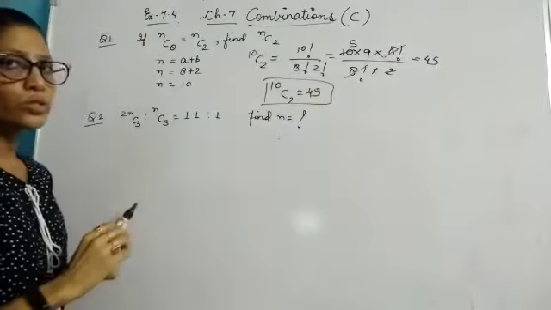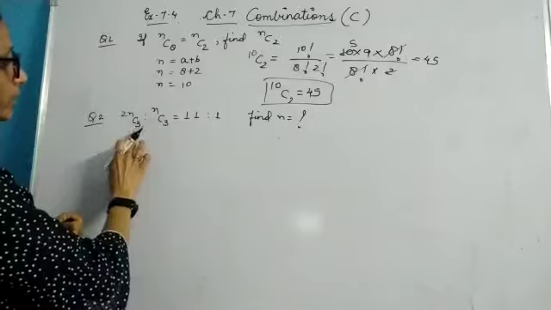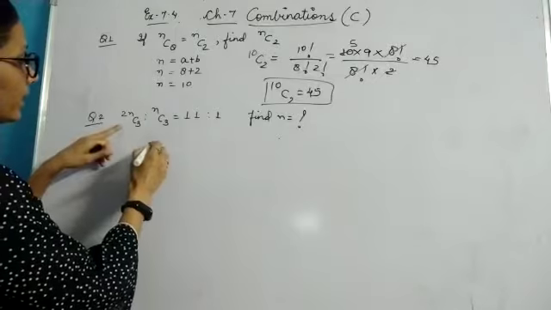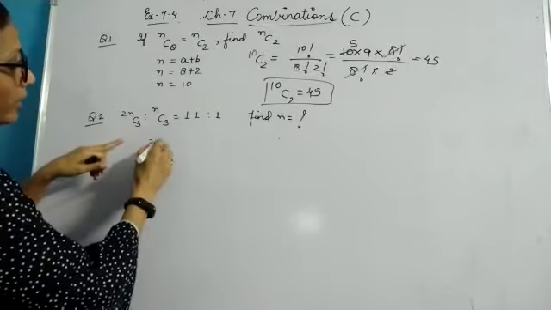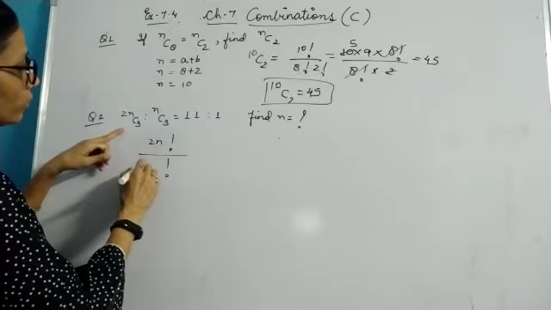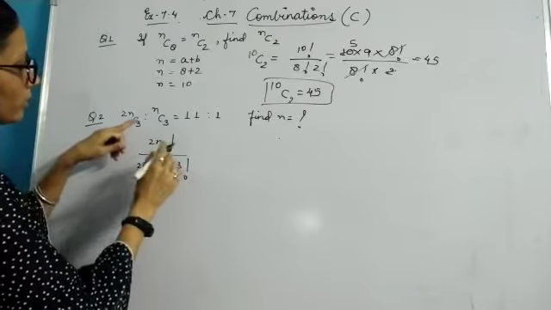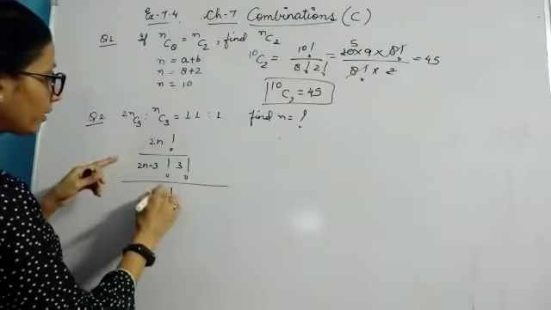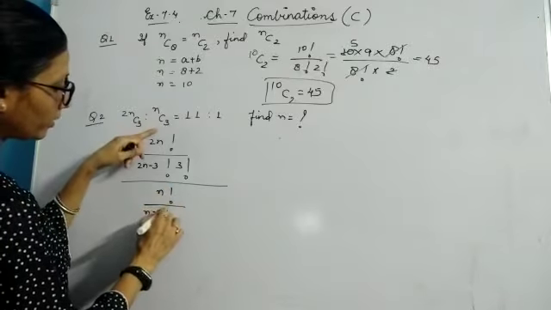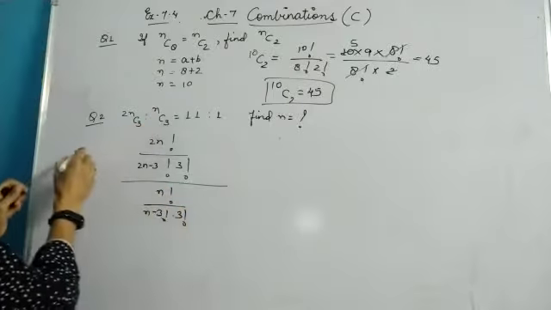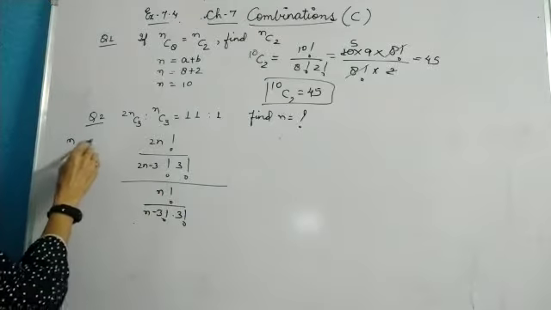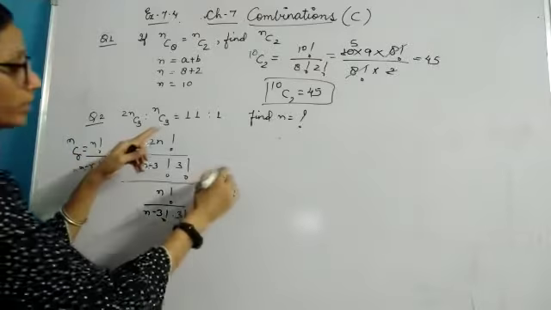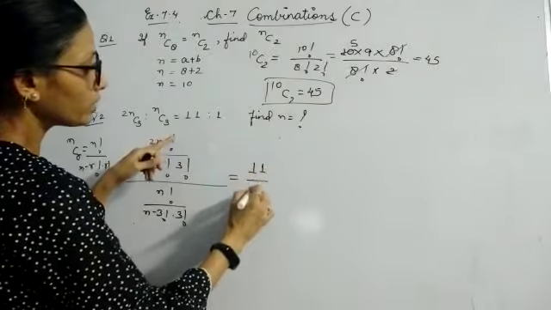Now come to the next question, children. Here it is given 2nC3 is to nC3, in the ratio 11 to 1. So here you can write 2nC3 as factorial 2n upon factorial 2n minus 3 into factorial 3. This is in ratio, so I can write it as whole upon factorial n upon factorial n minus 3 into factorial 3. Here I have used the nCr formula, which is equal to factorial n upon factorial n minus r into factorial r, and this is equal to 11 is to 1, that means 11 by 1.